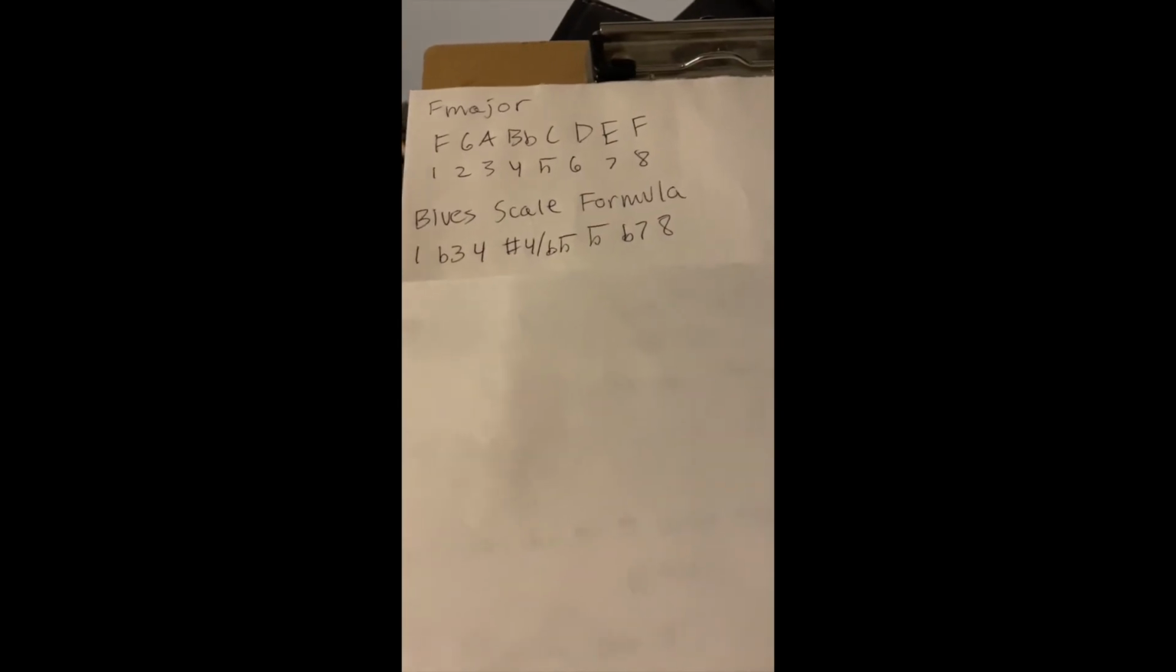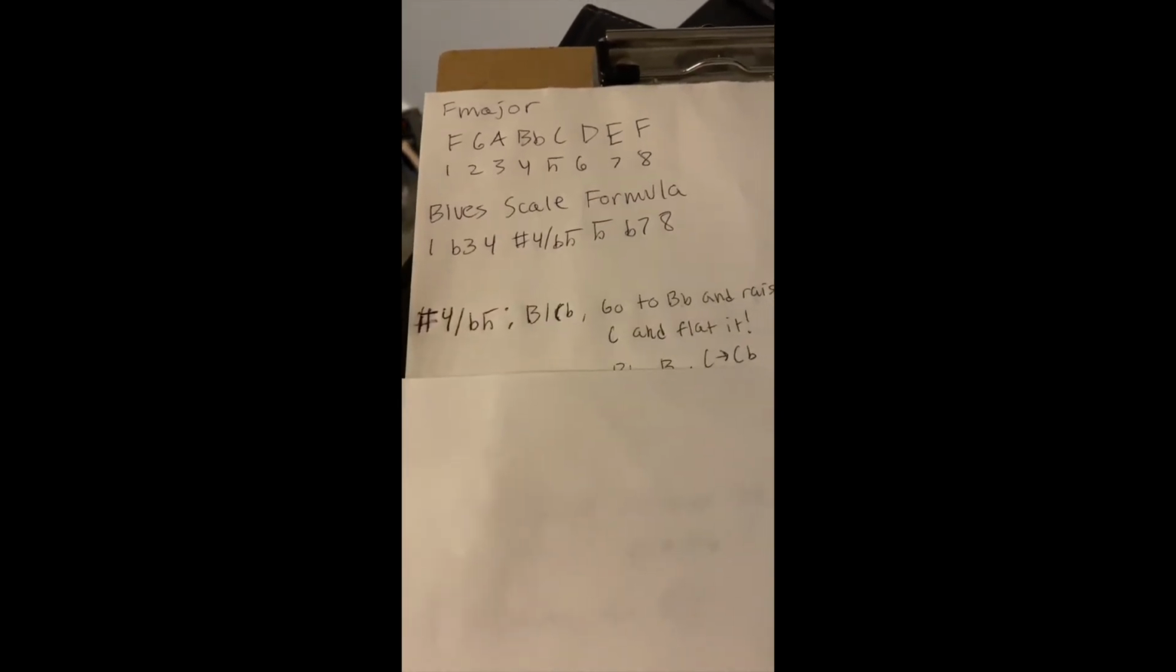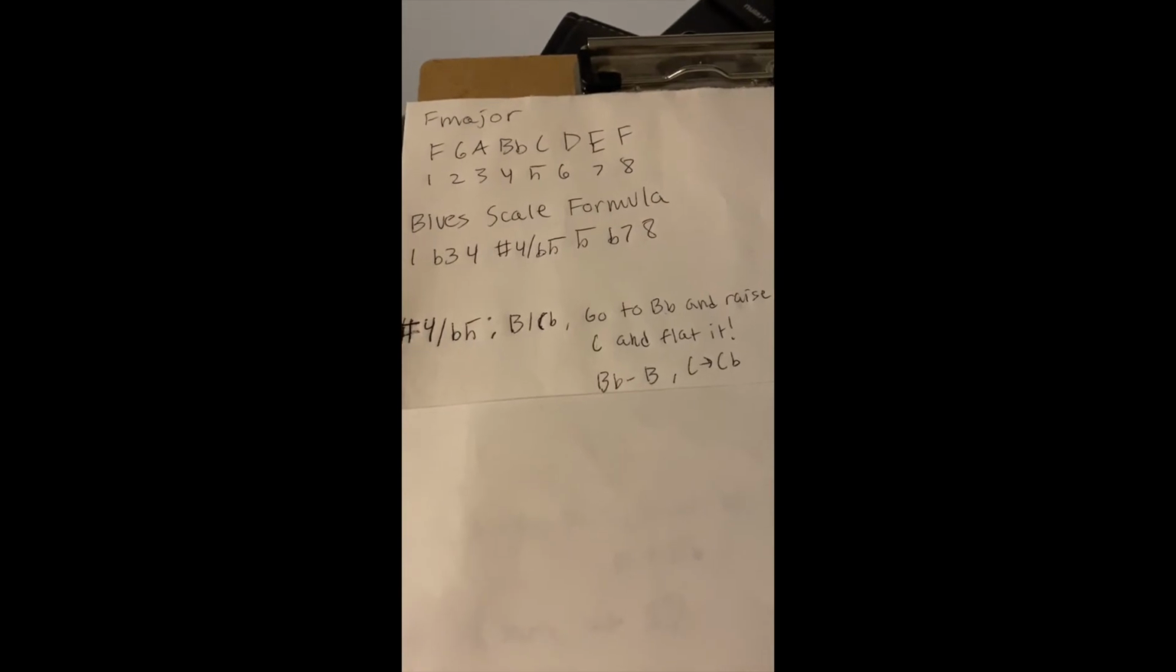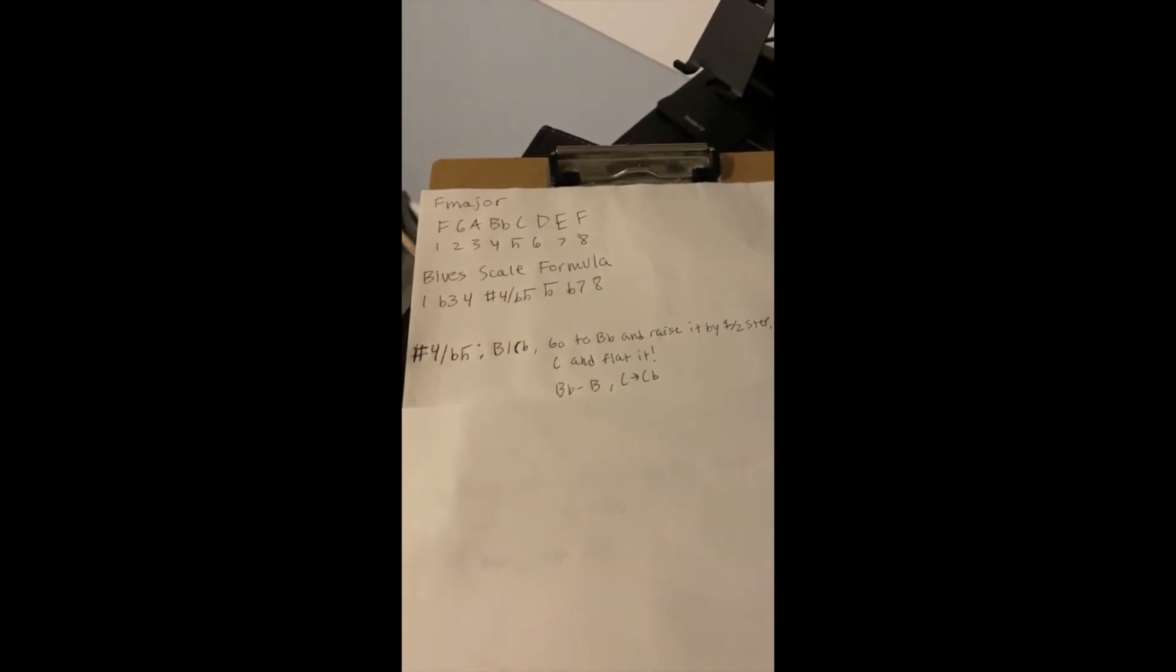So now let's look at the sharp fourth and the flat 5. This is where it gets a little bit tricky because you can go about this in multiple ways. So it could either be B or C flat. It's the same note either way. So you can either go to B flat and raise it by a half step to get B natural, or you can go to C and flat it to get C flat. Either way, it's the same note.